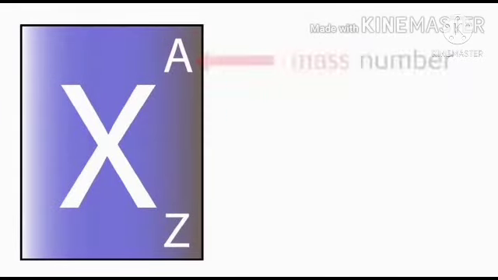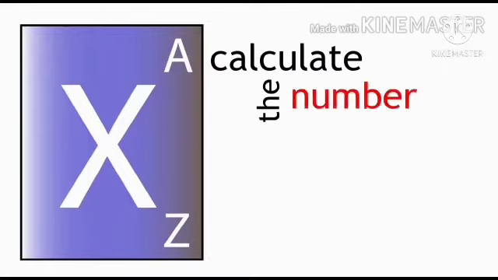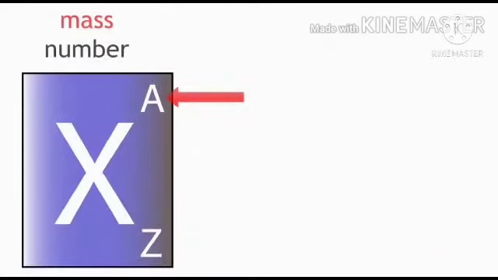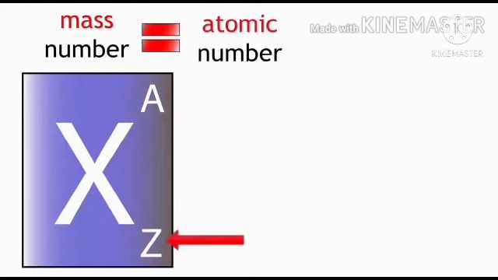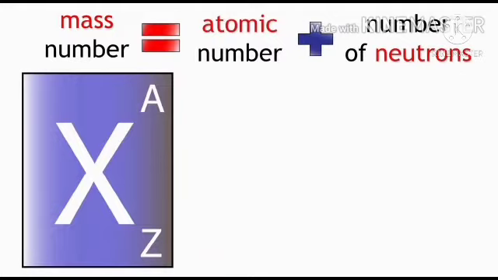So, if we know the mass number of an element and we know the atomic number, we can calculate the number of neutrons in an atom of a particular element. So, the mass number equals the atomic number plus the number of neutrons. Mass number equals protons plus neutrons.